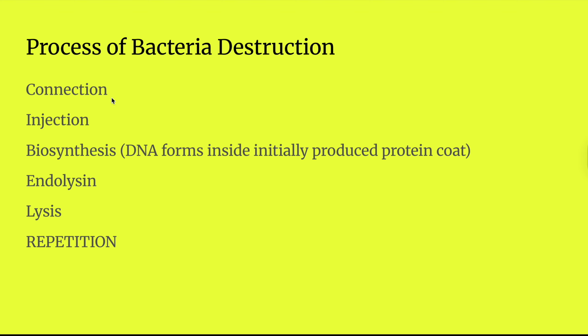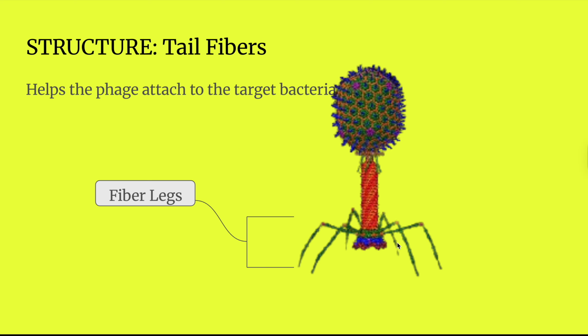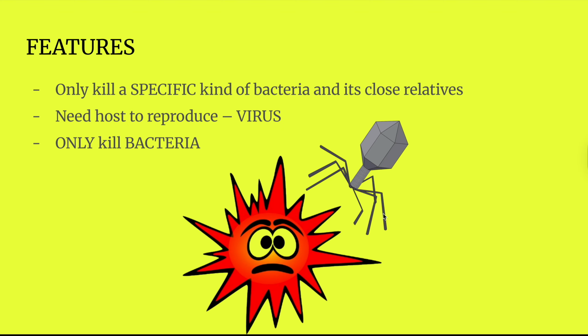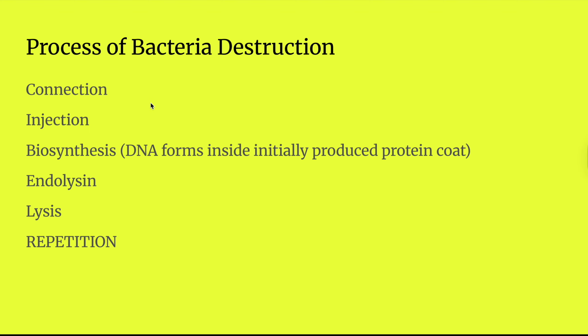In the connection stage, the bacteriophage connects its fiber legs to the bacteria's receptors, and they use a sort of syringe that comes out of the base plate to puncture the surface of the bacteria.